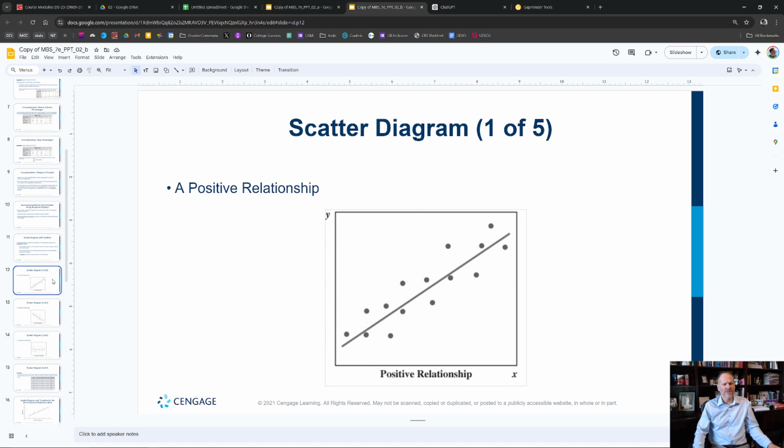So here's a positive relationship between data. As X increases, Y increases. Here's a negative relationship.